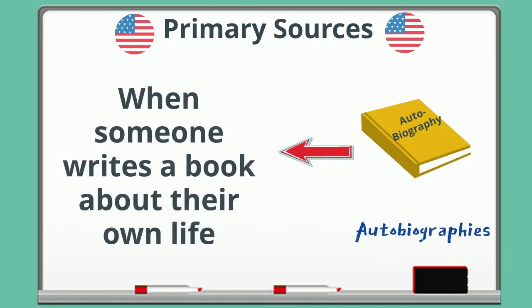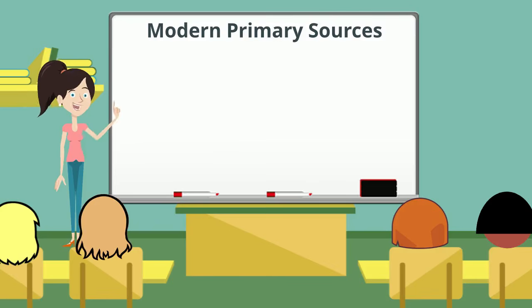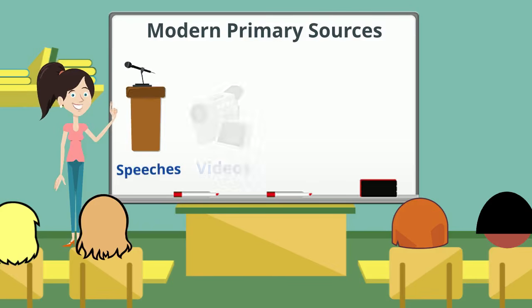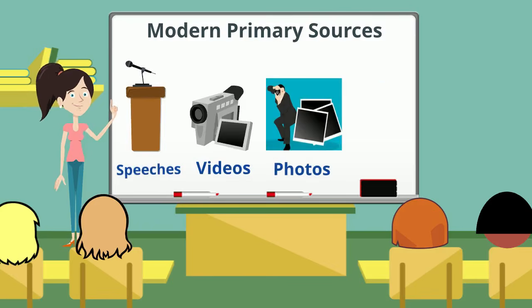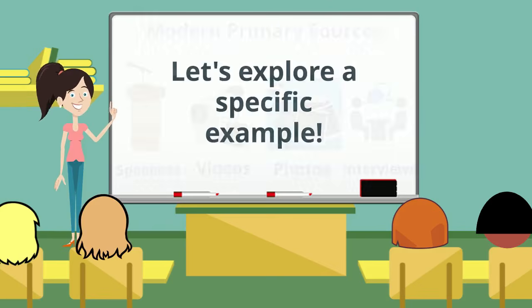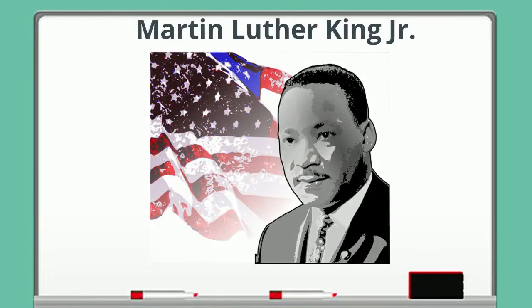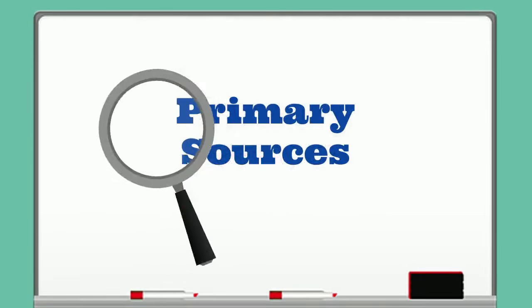That's when someone writes a book about their own life. More modern primary sources include speeches, video news footage, photographs, and recorded interviews. Let's explore a specific example. If our topic of study was the life of Martin Luther King Jr., we would look at several primary sources.